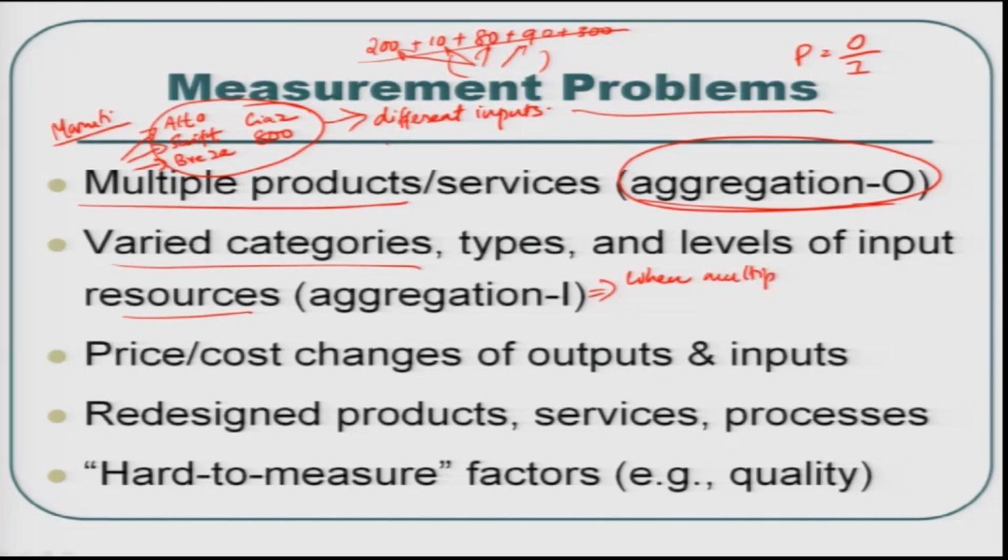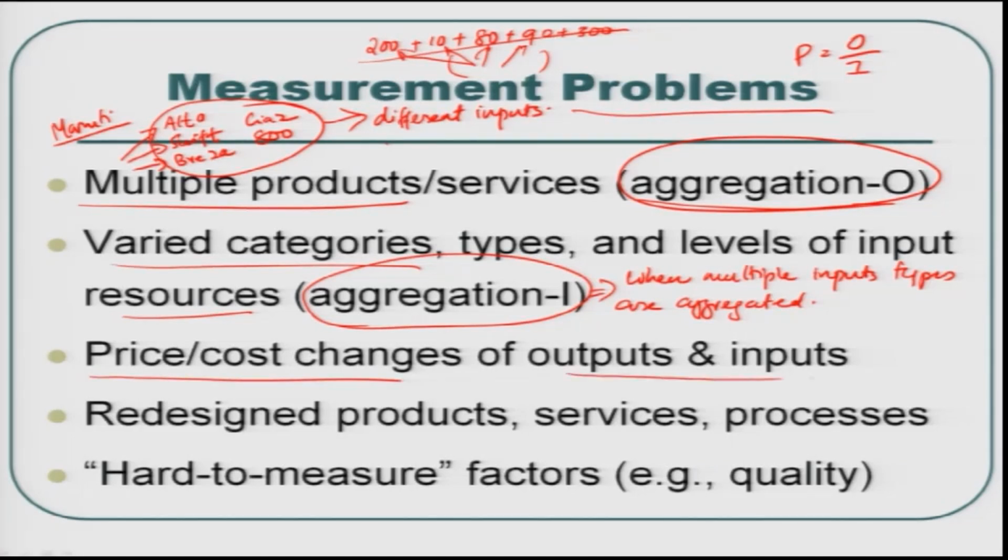So, when multiple input types are aggregated, that also creates a problem which we typically call the aggregation of the input problem. Okay. Then the changes in price and cost.